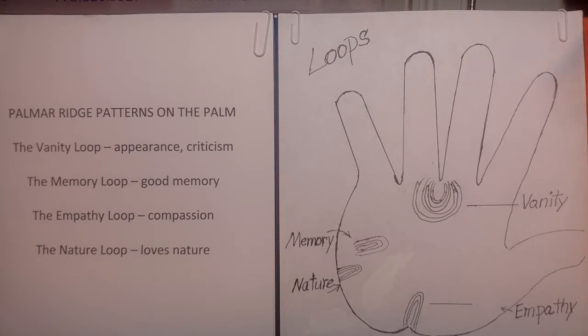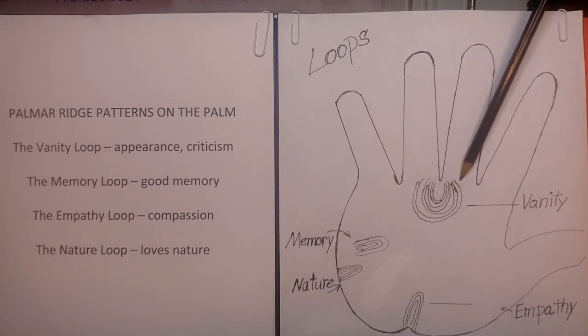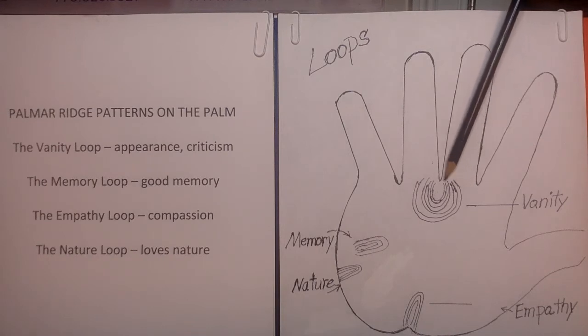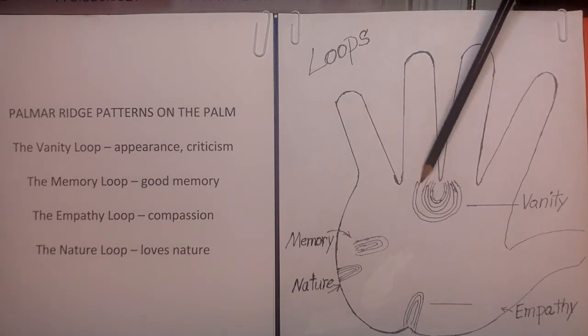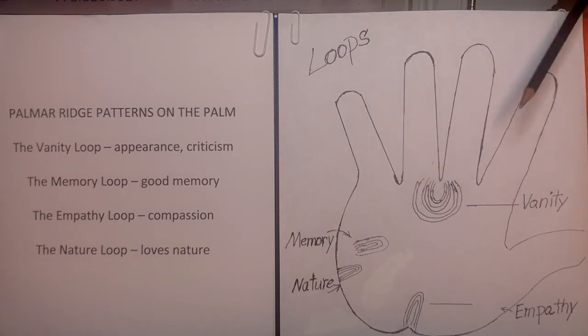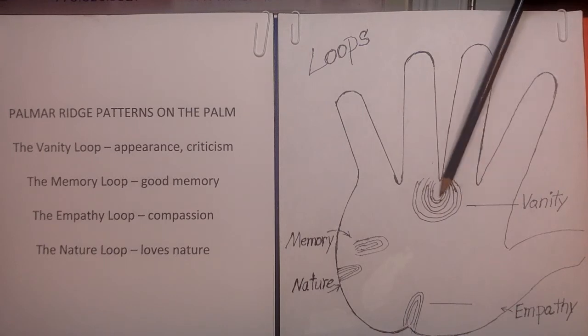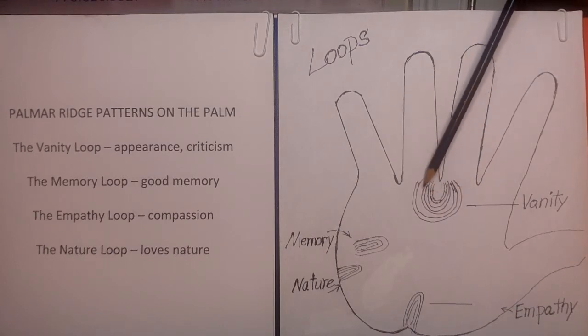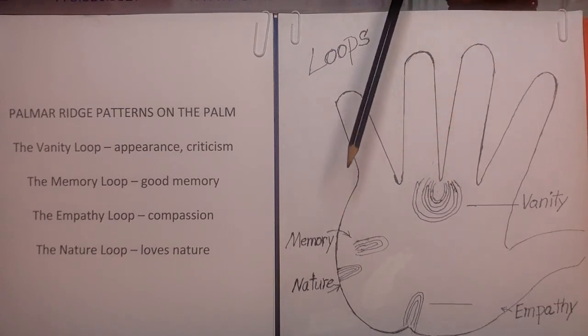Okay? Well, let me show you first. This is the vanity loop. Notice it starts at the middle finger, which of course is Saturn, and it ends on the ring finger or Apollo. Now this is large. They all don't come this size, but this is large. Okay? Then we have the memory loop.